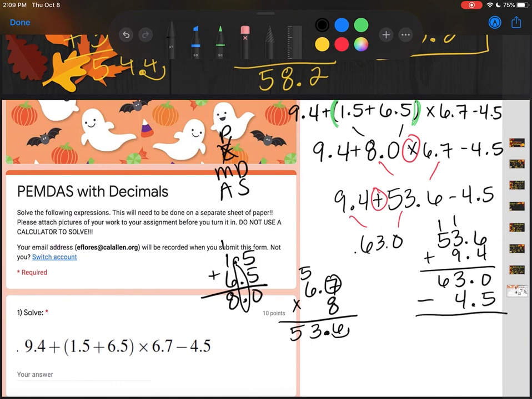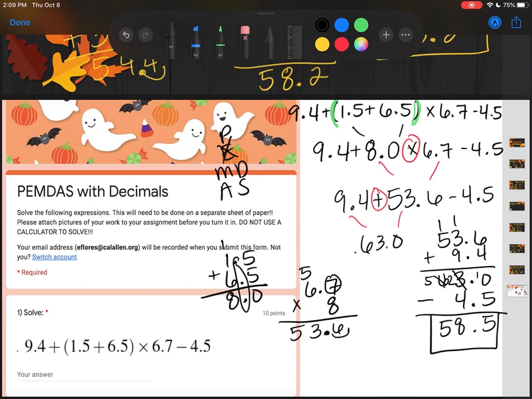So that would be 63.0 minus 4.5. So I could just subtract 4.5. I gotta borrow 2, 5. Gotta borrow again. 85, and I end up with my final answer of 58.5 as my final answer.